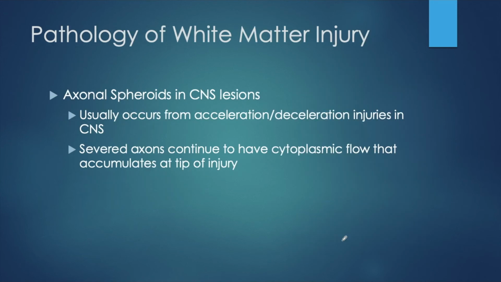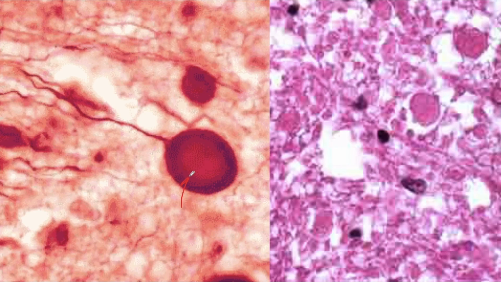In addition to superficial contusions, rapid acceleration and deceleration injuries can sever the axons in white matter. When an axon is severed, the cytoplasm in the neuron keeps flowing down the axon, but the cytoplasm ends up reaching the tip where the axon was severed and it can't go any further, so the tip balloons out and forms an axonal spheroid. Here are examples of axonal spheroids using different stains.